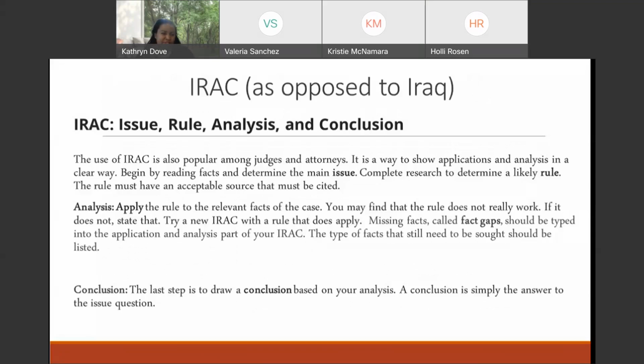So again, what is IRAC as opposed to Iraq? IRAC is very popular among law students. This says judges and attorneys, but it is a way to show application and analysis in a clear way in the legal community. When you look at a lot of cases on Lexis Advance, you will see that the judge often lays out the facts of the case, and then the judge will lay out the issue.